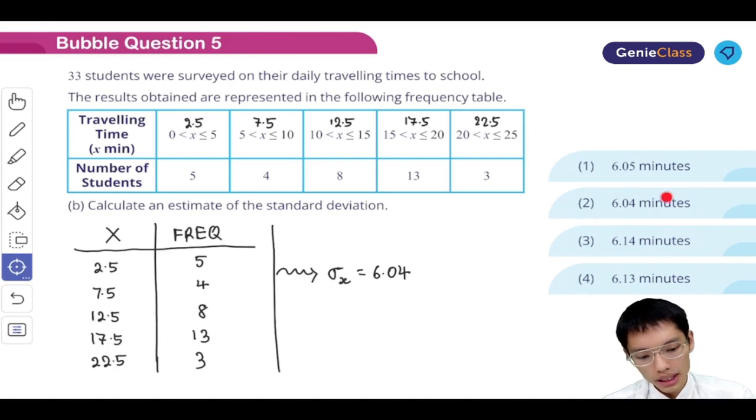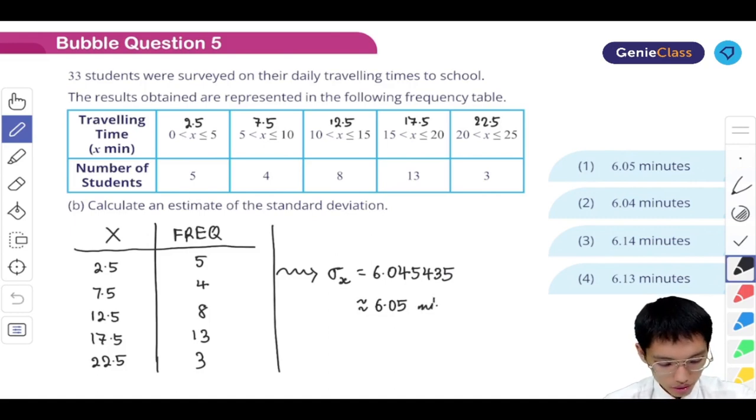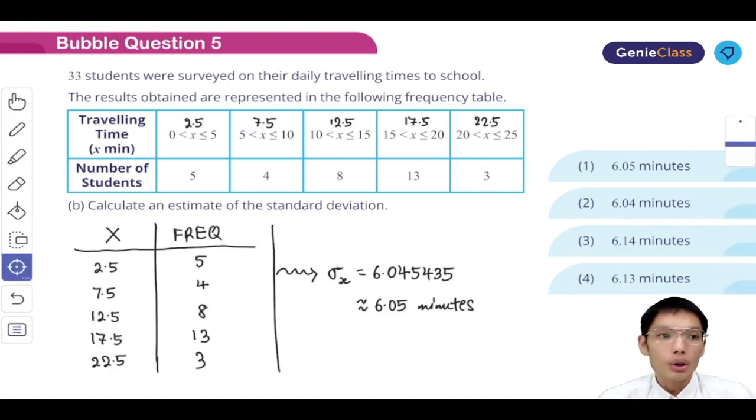Or some of you have a rounding error, you give me 6.04 because it's actually 4, 5, 4, 3, 5. Rounding to 3SF, 6.05 minutes over here. So remember, how do we do this? Go to your calculator, make sure your calculator is in statistics mode. Let's say you have a Casio, you will click shift mode, toggle down until you see the statistics, then you key in accordingly.